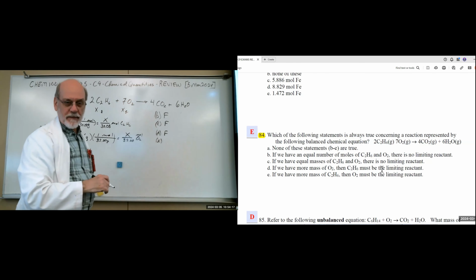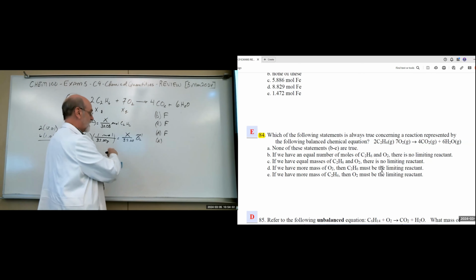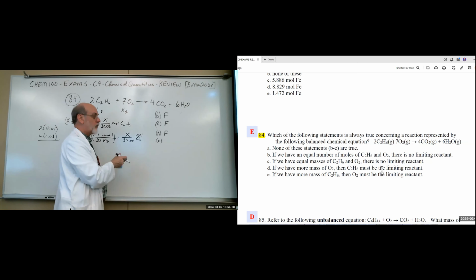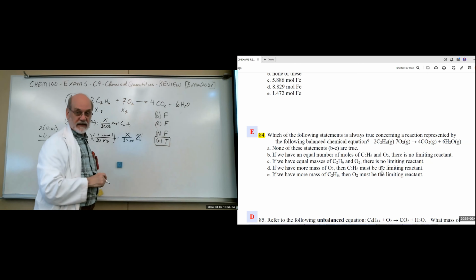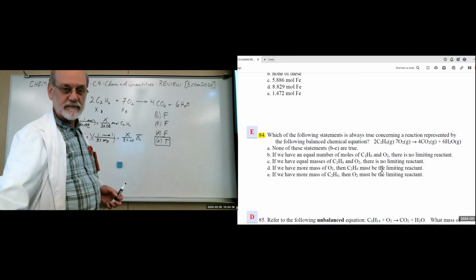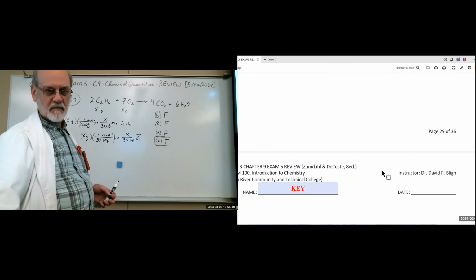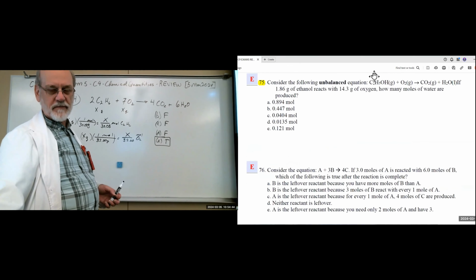How about E? If we have more mass of C2H6, then O2 must be limiting. That's true, right? If equal masses, then oxygen is going to be limiting anyway. So if we have more mass, then oxygen will be limiting. I think that's it. Yep, that's it.